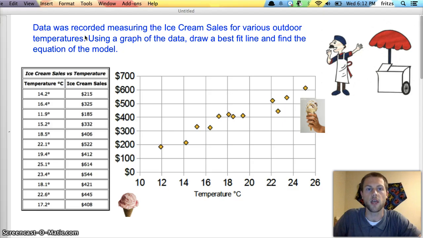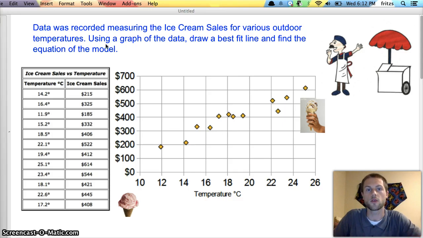Here we have some data that was recorded measuring the ice cream sales for various outdoor temperatures. This guy over here selling ice cream, come on down. There are different amounts of ice cream sales, though, depending on the temperature. So here we have a table representing that relationship. And then what happened here is the points were plotted. I'm going to give that to you.